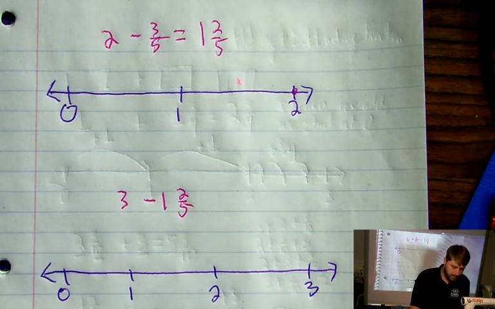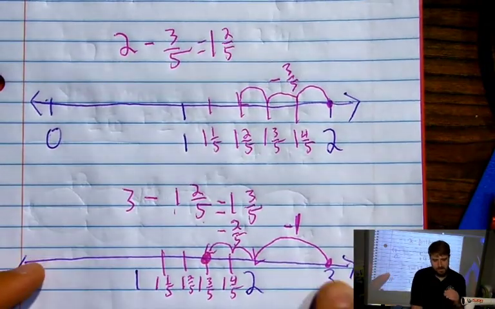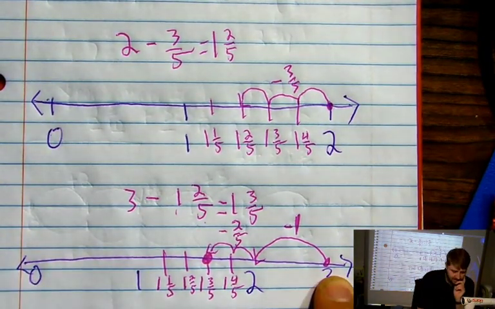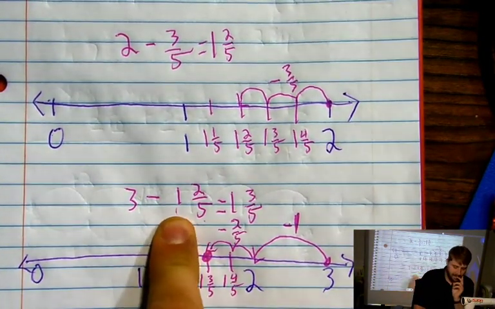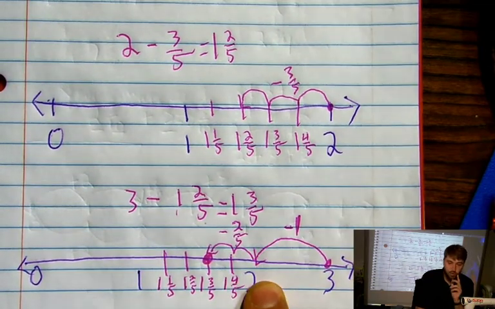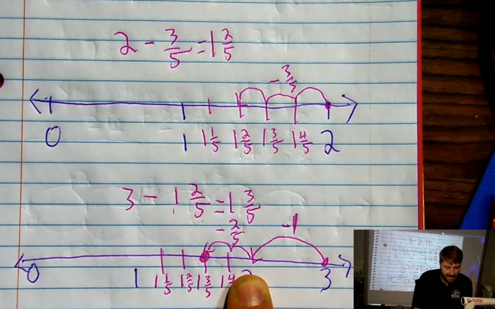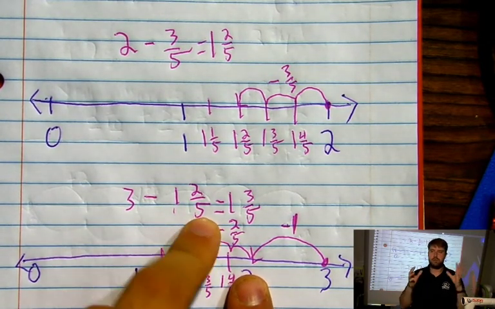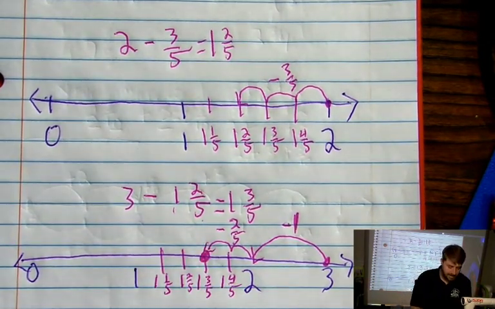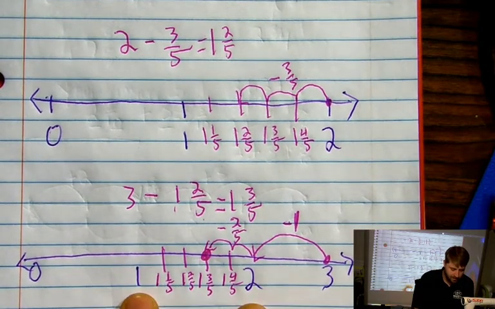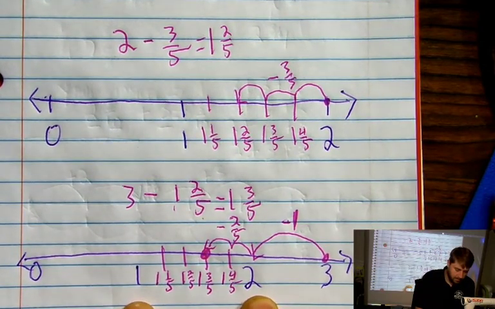Awesome. So here's what I did. I started at 3, and then I knew I had to subtract that whole 1 first. So I went back. 3 minus 1 was 2. 1 jump got me to 2. And then I only had 2/5, and I knew 2/5 was less than 1 whole. So I had to split up the section between 1 and 2 into 5 parts. I went back 2 spots.